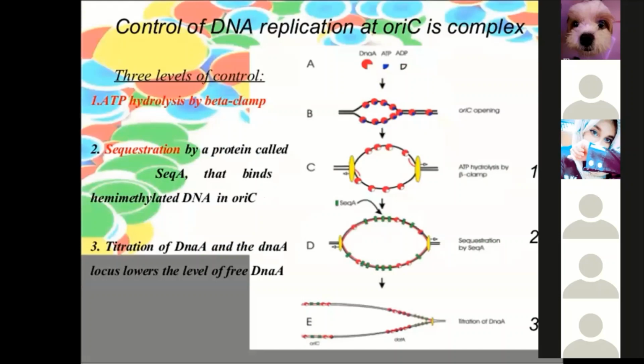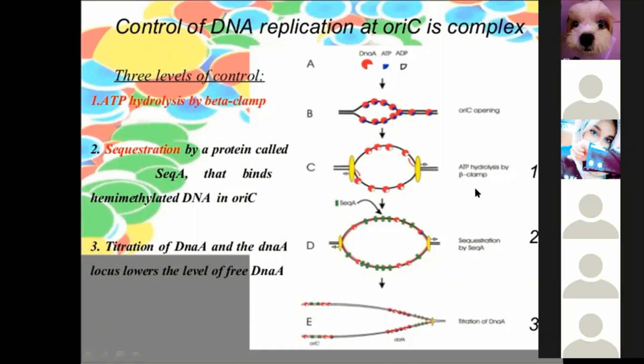Control of DNA replication at OriC is complex. There are 3 levels of control. This example is for prokaryotes, but as such, the basic process is the same. There is ATP hydrolysis by the beta clamp. So this is the ORC. There are 3 levels of control. The other one is sequestration by a protein called SeqA that binds hemimethylated DNA in OriC. Then there is titration of DnaA, and the DnaA locus lowers the level of free DnaA.